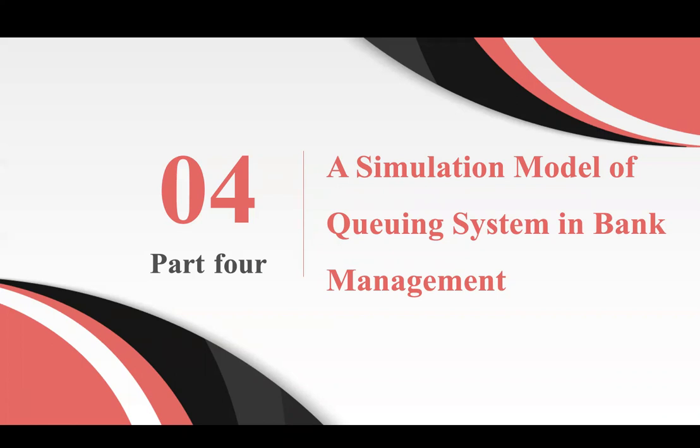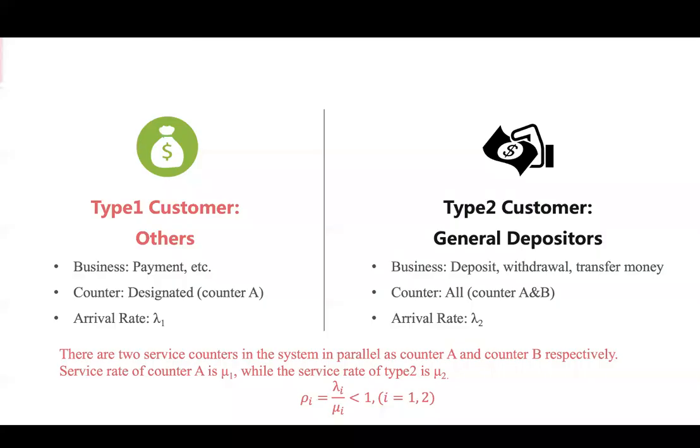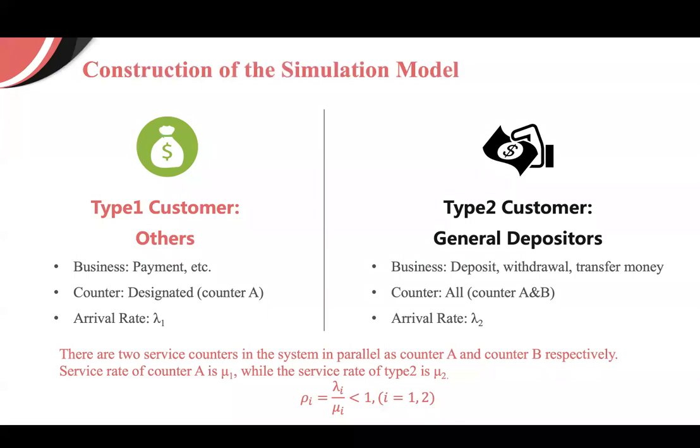Thanks. My name is CHEN Yankun. First, I would like to introduce the construction of the simulation model. In a bank counter service, suppose the service can be divided into two categories. One is for the general depositors, including deposit, withdrawal, and transfer businesses, and the other is for other customers, including payment business, etc. We call the latter ones type 1 customers and the general depositors type 2 customers.